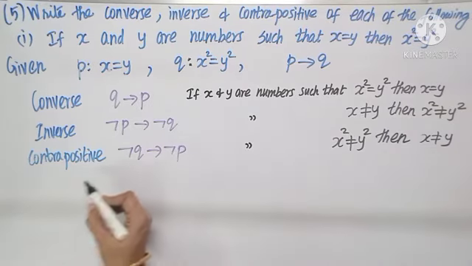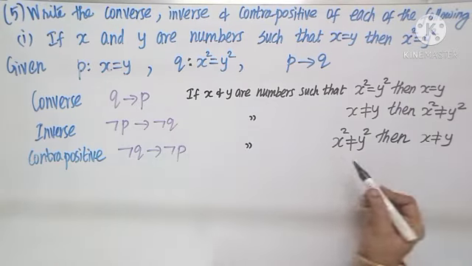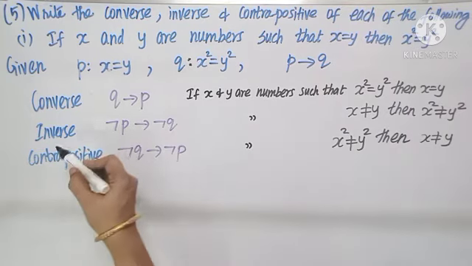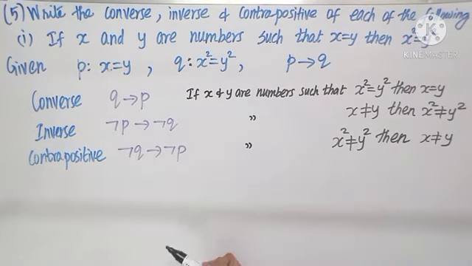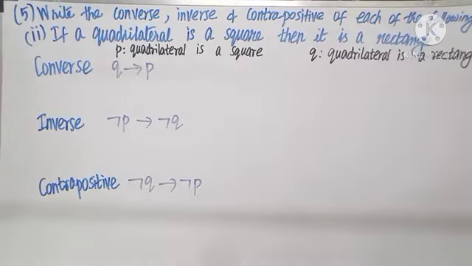So contrapositive is reversing and putting not. Inverse is just putting not for both. Converse is reversing. So remember the idea how to write the statement.